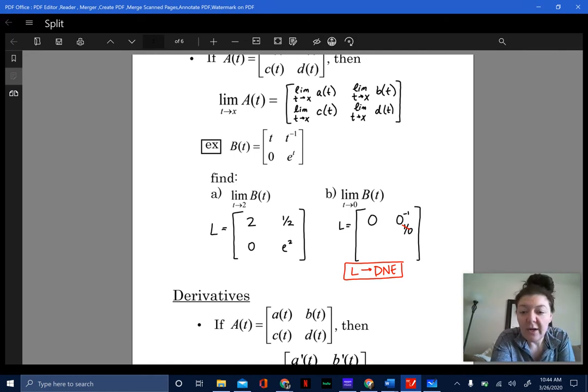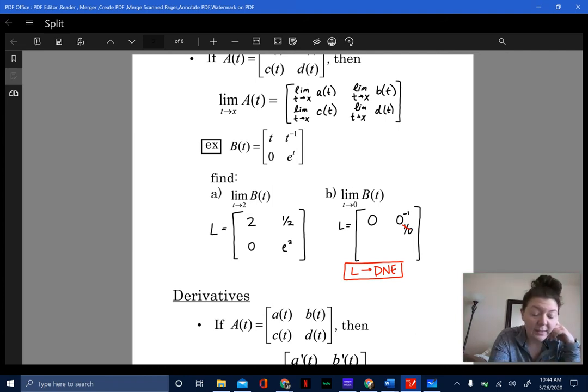Okay. Now, as t goes to 0, we see that this falls apart. The first element here, just 0, that's fine. But here we would get 0 to the negative 1, which is 1 over 0. Because it does not exist for this single element, that means the limit does not exist as t goes to 0 for all of B of t. Okay, so we would just state that the limit does not exist for that specific example.